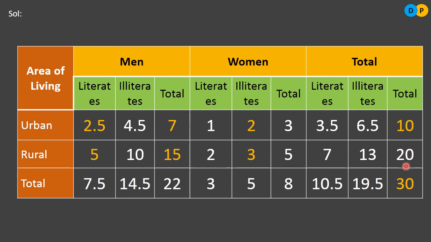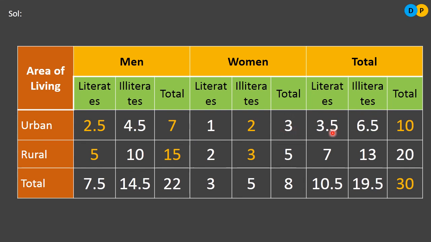Fine. Next, in urban areas there were 7 lakh male people. So totally there is a 7 lakh male population in urban areas. If I want to know the women population, in the urban area there are 10 lakh in total, so 10 minus 7 is 3. So the women population is totally 3 lakh.